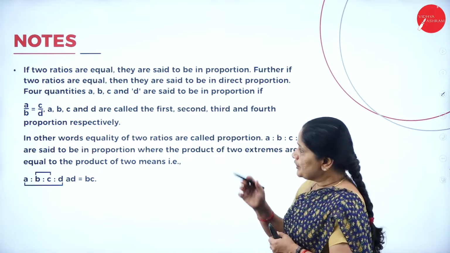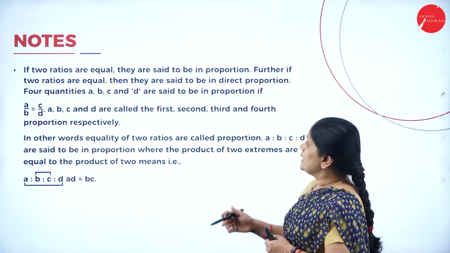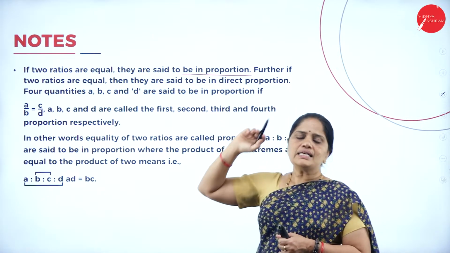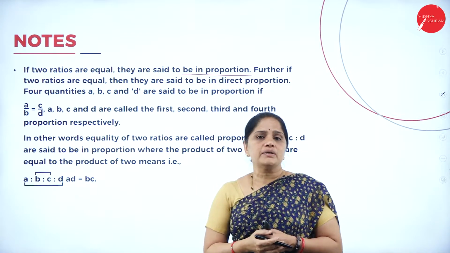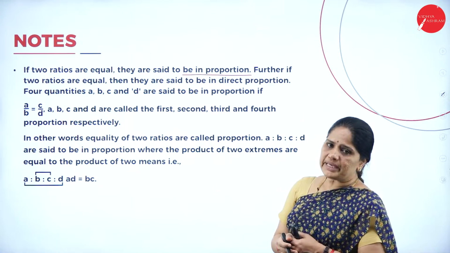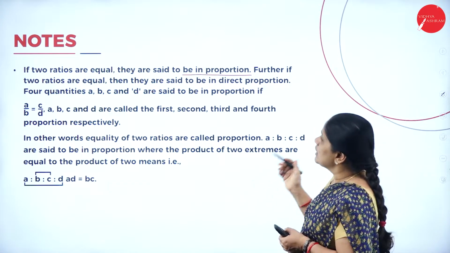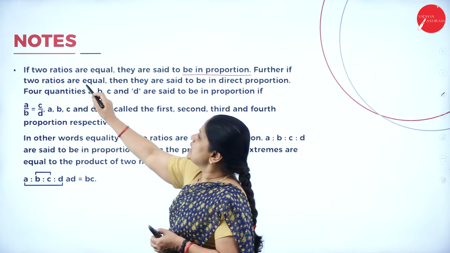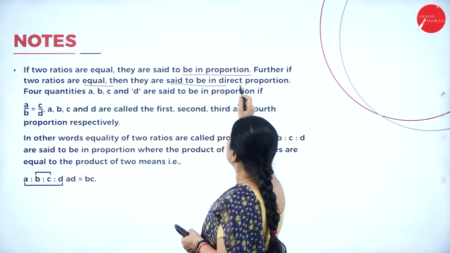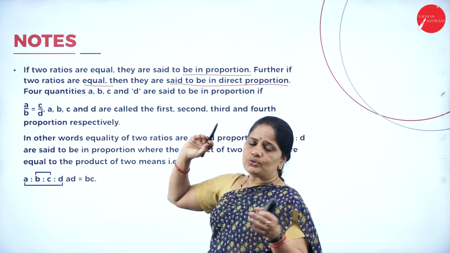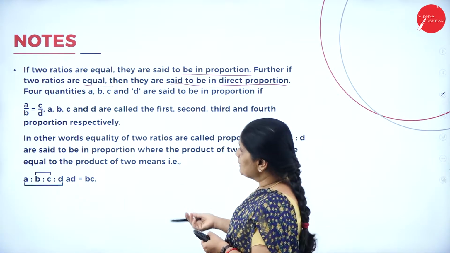If two ratios are equal, they are said to be in proportion. Now, let us understand the meaning of the word proportion. Proportion means that when two ratios are equal, we call it a proportion. Further, when two ratios are equal, they are in direct proportion.